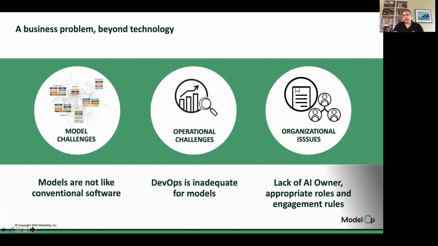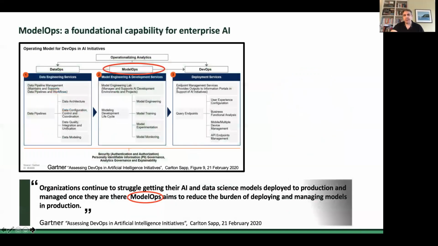The specific challenges fall into three categories. One, models are not like conventional software in many different ways. DevOps as another operational capability is inadequate for models. And there really isn't an owner structure around the operational capability for enterprise AI ModelOps with appropriate roles and engagement roles. Obviously, for our customers who are much farther along in the maturity journey, these problems have been solved. But for still quite a number of large organizations, these are still fundamental problems.